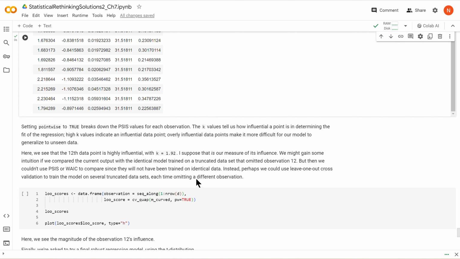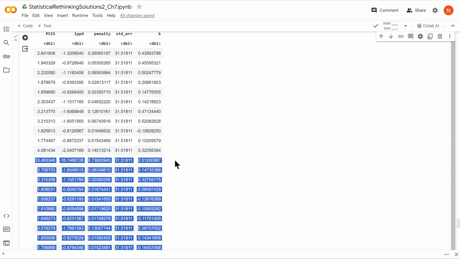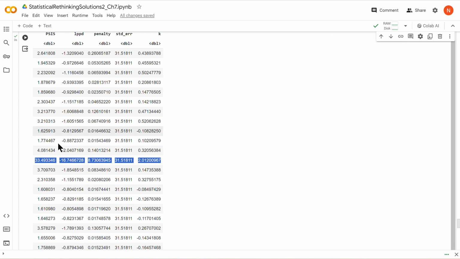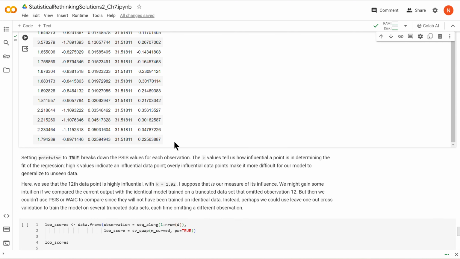One thing that might occur to us is to rerun this same model but omitting data point 12, and then comparing the PSIS scores between the full data set and the truncated data set. That would seem to be intuitive, but there's a problem with that. When we use PSIS or WAIC, we need to make sure that we've trained the model on the exact same data set. And here we are explicitly not training on the same data set, so the scores are not going to be comparable in that case.